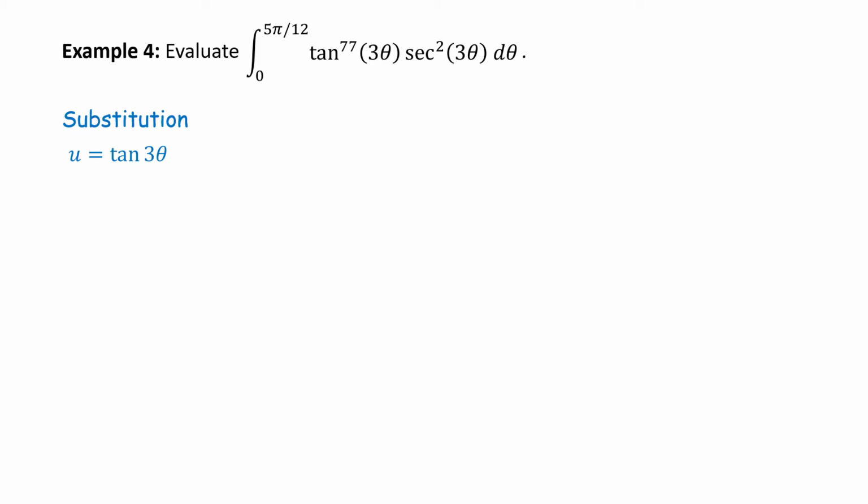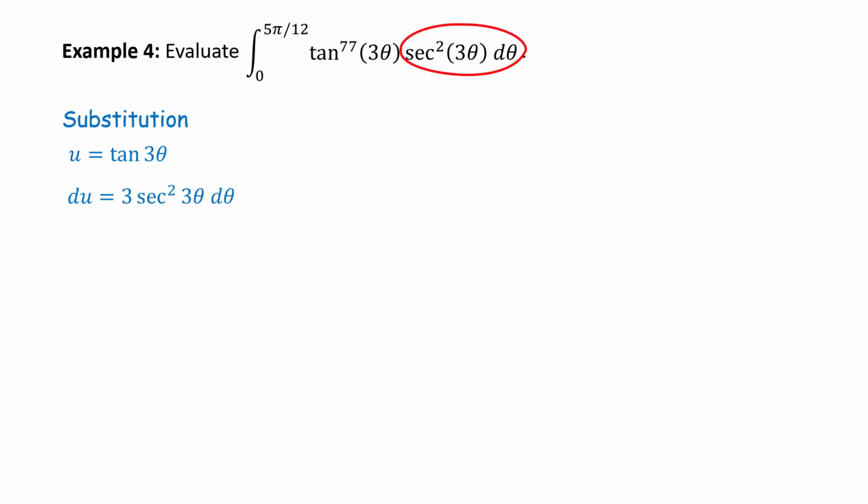So let's find the derivative. The derivative of u is du. The derivative of tangent 3 theta is secant squared 3 theta times the derivative of the inside function 3 theta, which would be 3. So du is equal to 3 secant squared of 3 theta d theta.